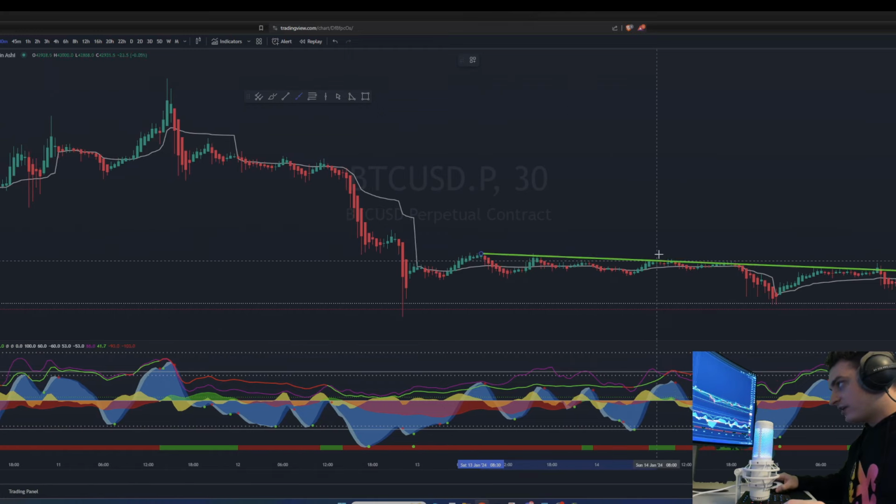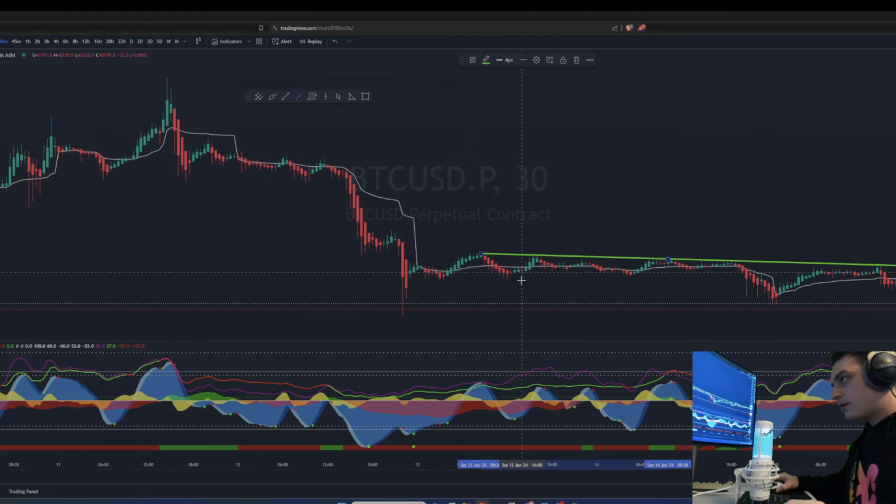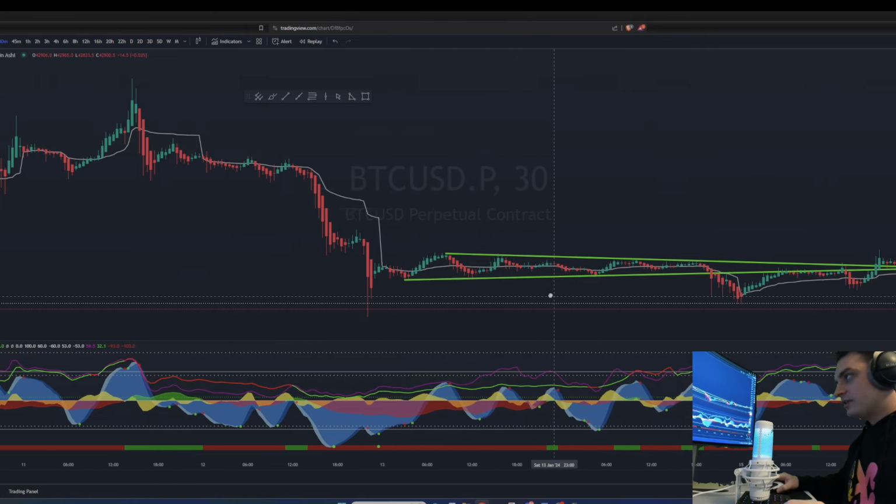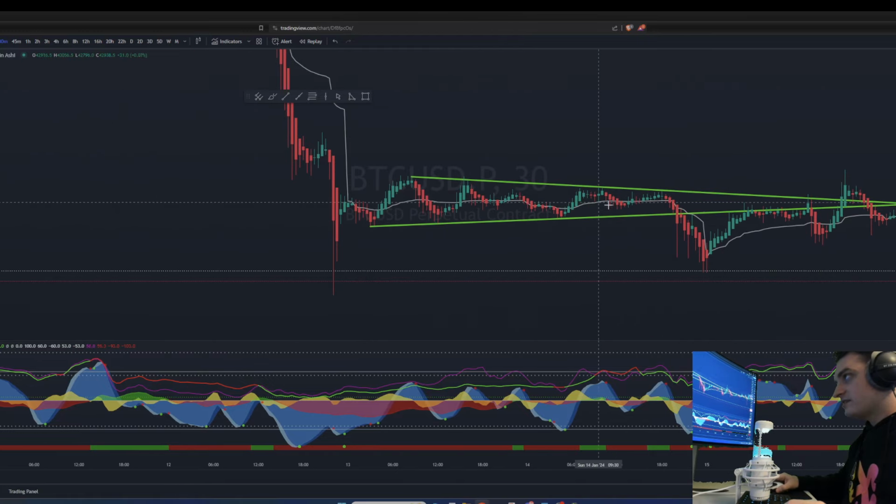This day was that boring day from the class. This was a boring consolidation. This was a boring, low volatility consolidation that ended with a breakdown.